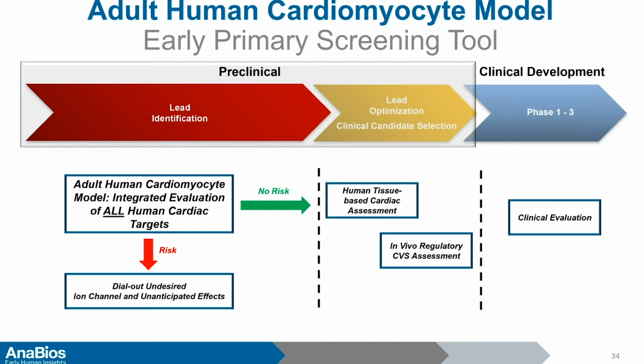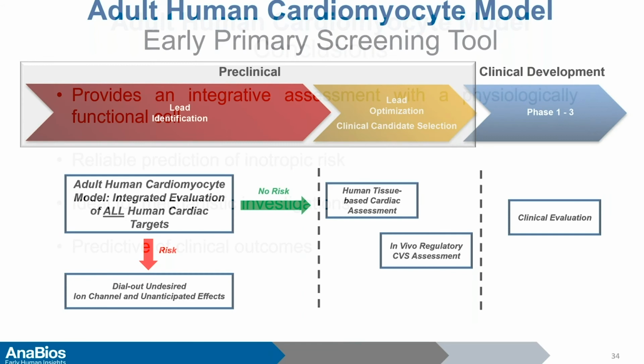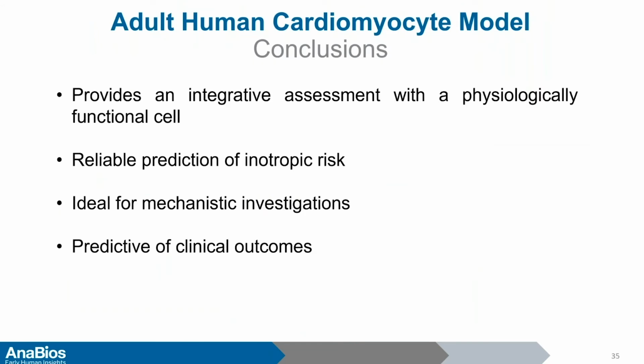To wrap up this webinar, the adult human cardiomyocyte model can provide an integrative assessment with physiologically functional cells. It has a reliable prediction of inotropic risk. It is ideal for mechanistic investigation, and most importantly, it's predictive of clinical outcomes.